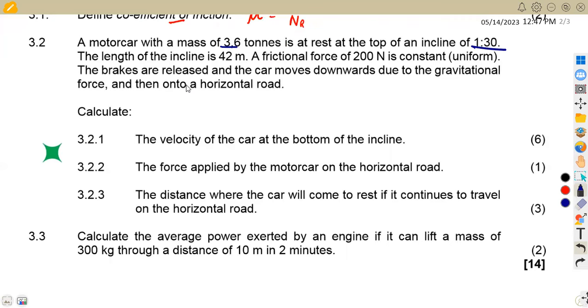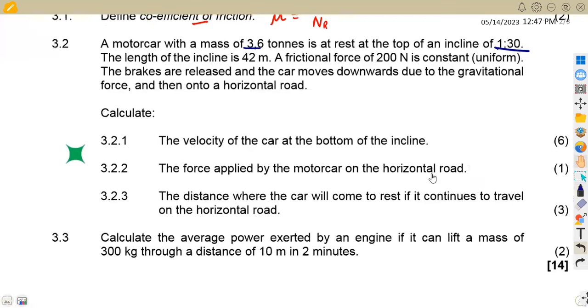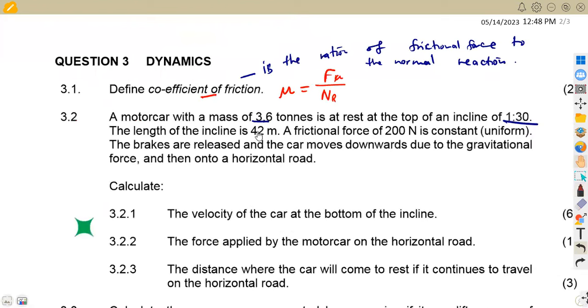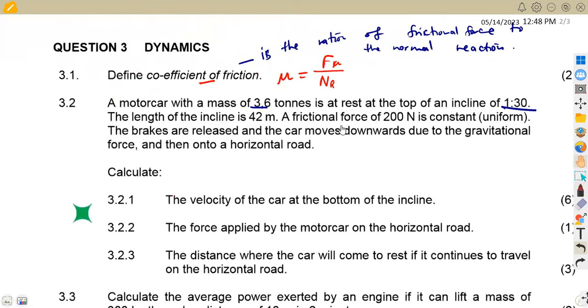So let's just take our information here. We're given the mass of the car, the motor car of 3.6 tons. I'm just going to write my information here so that we do not waste much of your time. The mass is 3.6 tons. Remember, in a ton we have 1,000 kilograms, so if we multiply by 1,000, we have 3,600 kg, given an incline of 1 in 30. We are also given the length of the incline, that is 42 meters. The frictional force of 200 is constant, that is uniform.